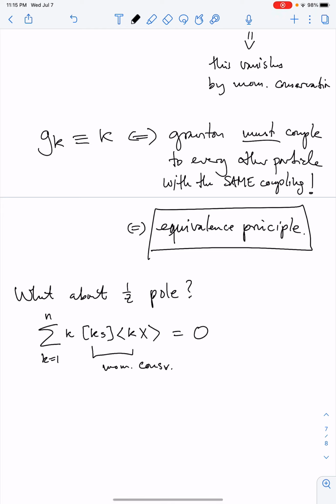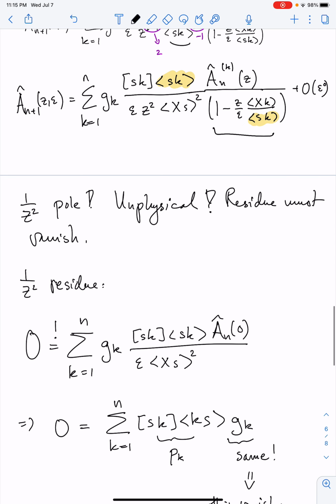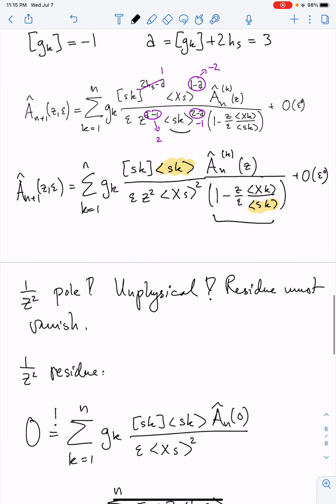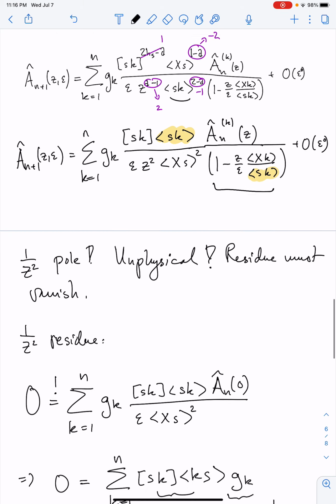It did not need the x to be s. This will hold anyway. So the 1 over z pole is automatically okay. There's not going to be a pole. It will cancel in the sum. You might ask the same thing from the order z term that will arise from the expansion of the amplitude, but that similarly is not a problem.